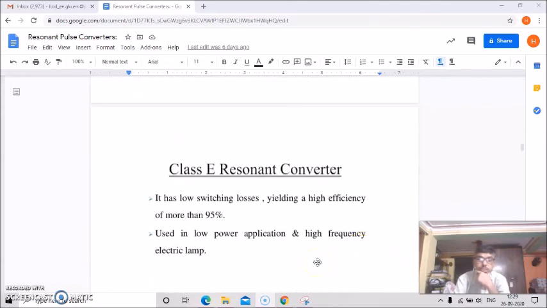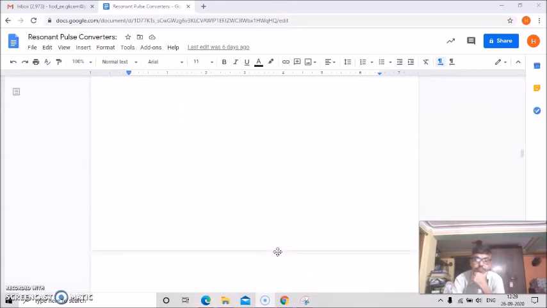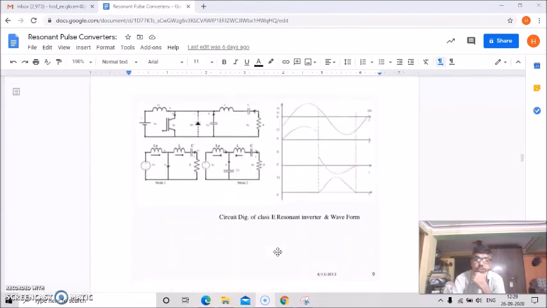Then we have discussed class E resonant converters. It has low switching losses, yielding a high frequency efficiency of more than 95%, and is used in low power applications and high frequency electric lamps. So this is the class E resonant inverter, and these are the equivalent circuits of the different modes of operation, mode 1 and mode 2, and these are the different voltage and current waveforms.